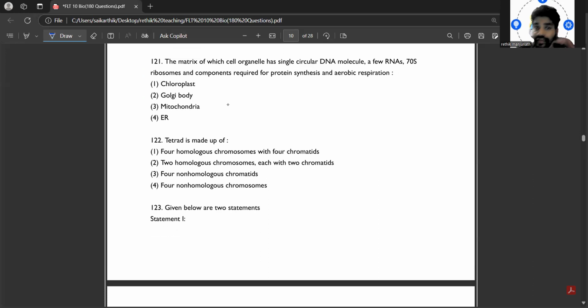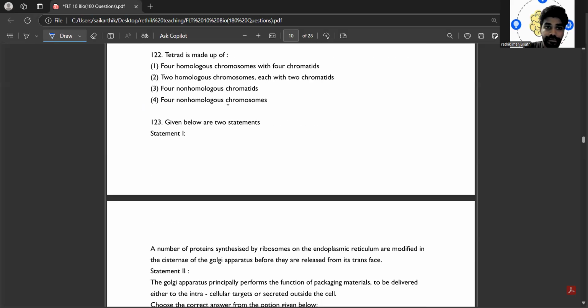Then the matrix of which cell organelle has single circular DNA molecules, fewer RNAs, 70S ribosomes, and the components required for protein synthesis and aerobic respiration is actually what? That is the question, right? So it is actually called the mitochondria.